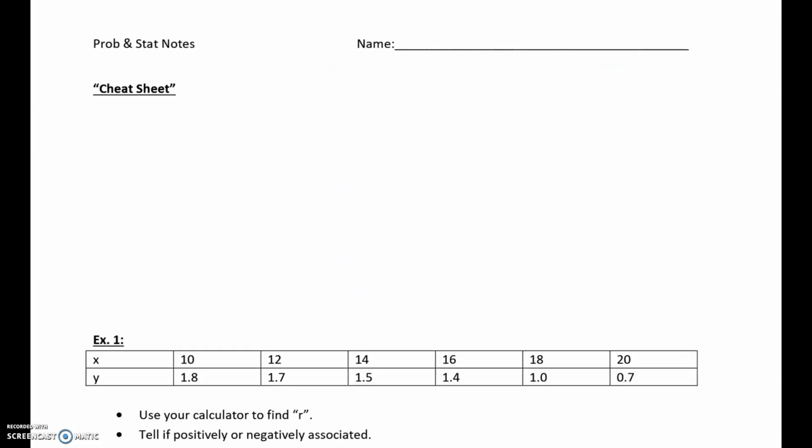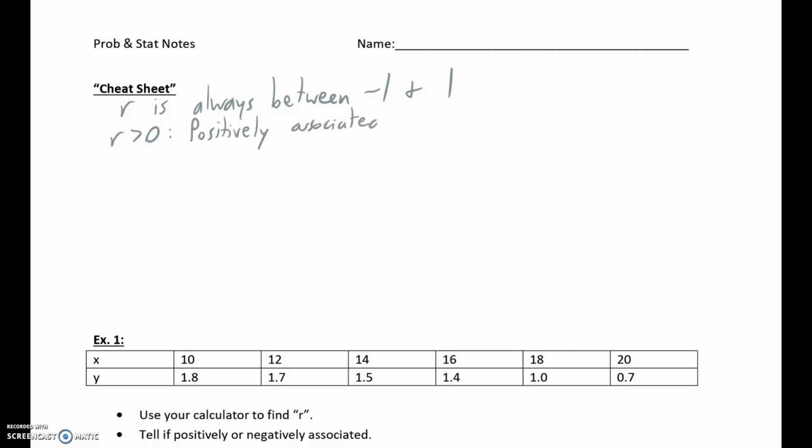A couple other pieces of information, just to clarify things and make sure it's all in one spot. R is always between -1 and 1. I can't stress that enough. If R is greater than 0, we say it's positively associated. A positive correlation indicates a positive association. Obviously, if it's negative, then that is a negative association, negatively associated.